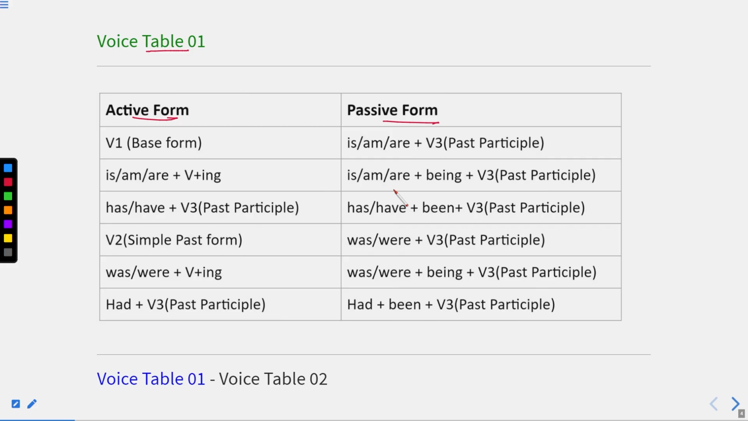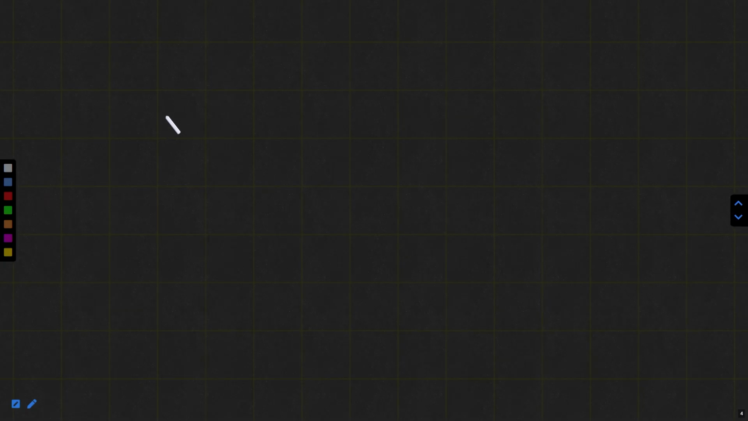You can see in these two columns over here. First of all, we have verb 1. This is the base form, it means the base form of the verb, that is the verb first form. For example, if I say tell, that is the verb first form. Now when we convert it into passive voice, just keep one thing in mind. Whenever we have an active sentence, we have a structure of subject plus helping verb plus main verb plus object. Or we can have another structure, that is subject plus main verb plus object. This can also be the structure of the active sentence.